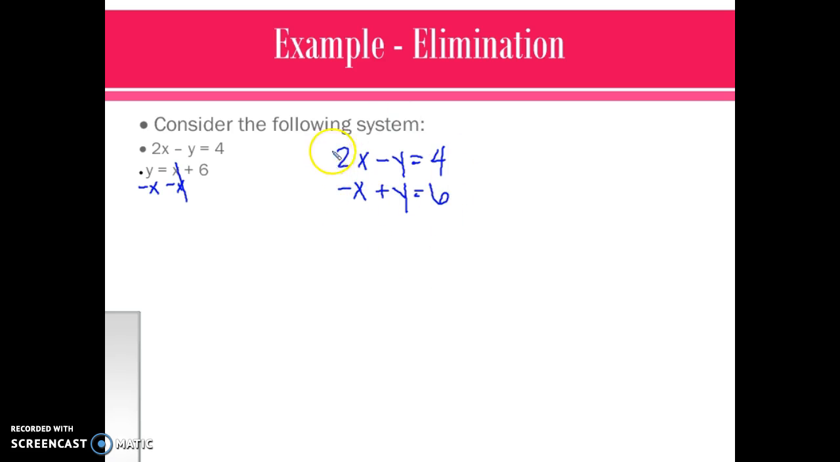Just looking at my equations right now, I know that my y's cancel. Sometimes you have to multiply, and if I wanted to cancel my x's, I could multiply the bottom equation by 2 and cancel the x's. But my y's already cancel, so we're just going to go ahead and cross those out.